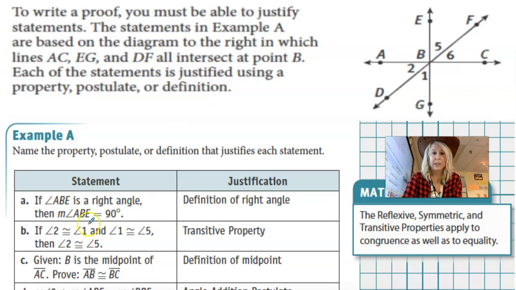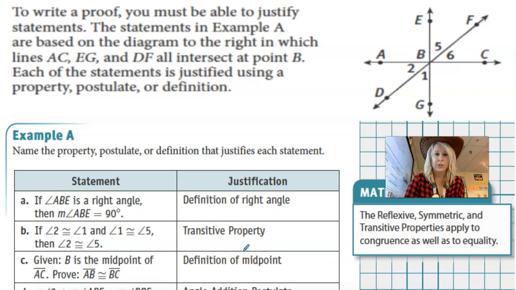So an example of a statement. We notice that statements have all the math terms. So they have angle symbols, they have equal signs, they have degrees, they have congruent symbols. So a statement is all the mathy terminology. The justifications are the properties, the definitions, the postulates, etc.